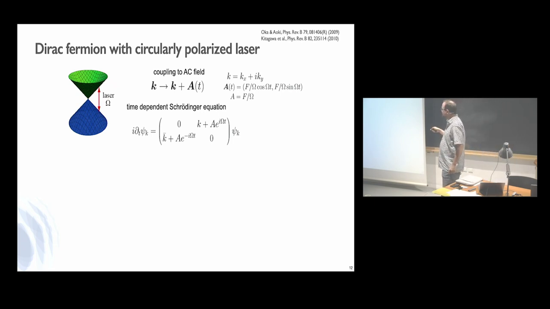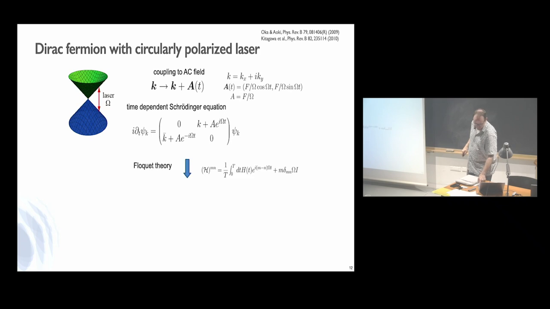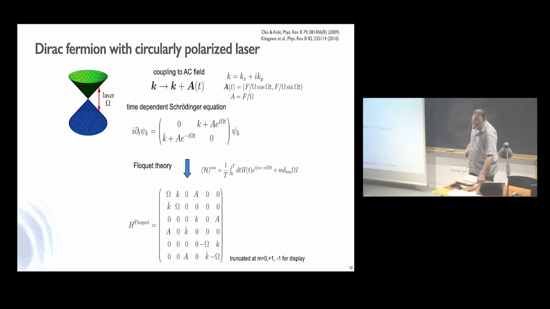And now we couple it minimally to a light field. Let's just think of a homogeneous field, A of t, vector potential. It's circularly polarized, so there's a phase shift between the x and y components. There's a cosine and a sine. And you just run this through the Floquet machinery now. And that's the Hamiltonian that you will get.